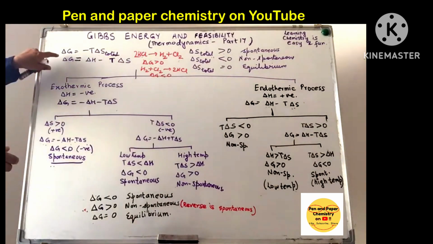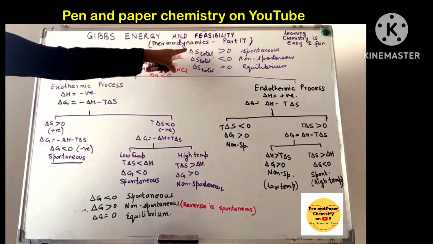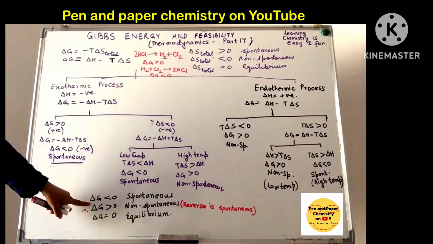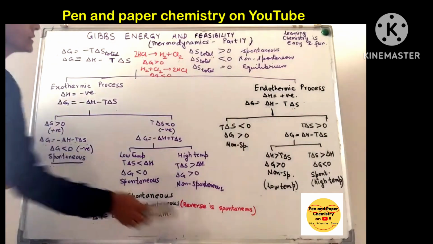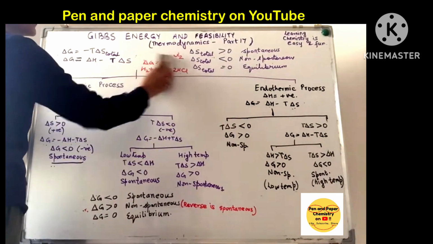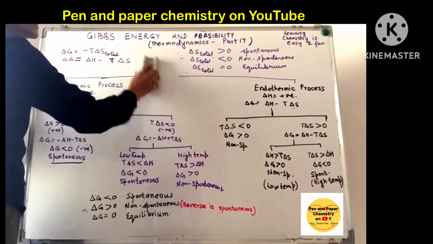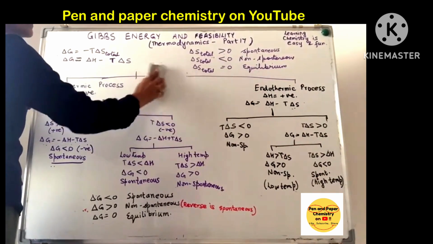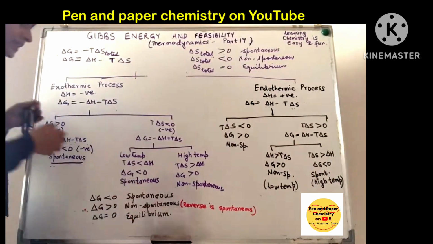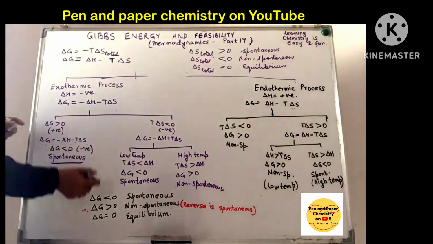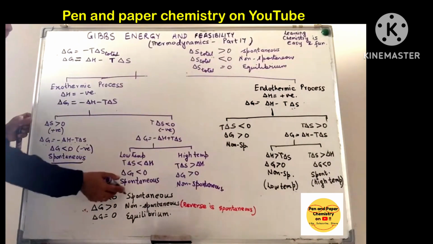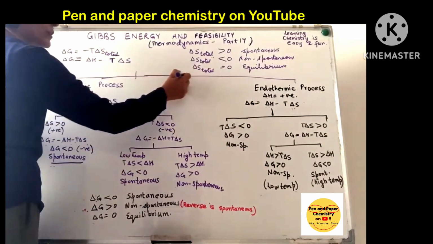I hope this makes it clear how to correlate delta S and delta G in terms of predicting the spontaneity of a process. So if delta S is greater than 0 or a positive value for a spontaneous process, it is a negative value of delta G which decides the spontaneity of a process.